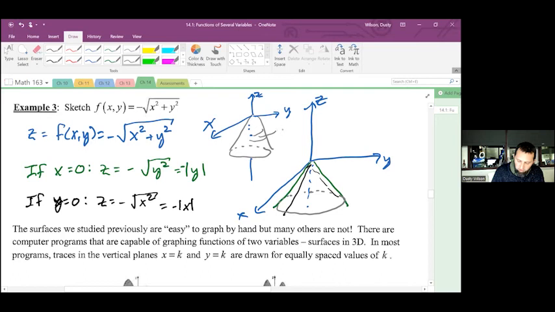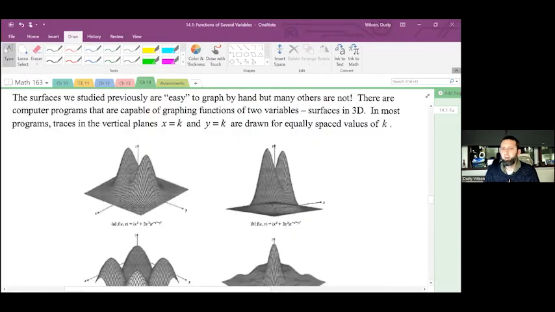This surface is f of x, y. Sketching surfaces like this is challenging. Technology is definitely your friend. Wolfram Alpha and many other function or graphing apps can help you to generate some of these graphs. The surfaces we studied previously are easy, quote unquote, to graph by hand, but many others are not. There are computer programs that are capable of graphing functions of two variables. We call these surfaces in 3D. In most programs, traces in the vertical planes x equals k and y equals k are drawn for equally spaced values of k. Let's see if we can see that in the picture.